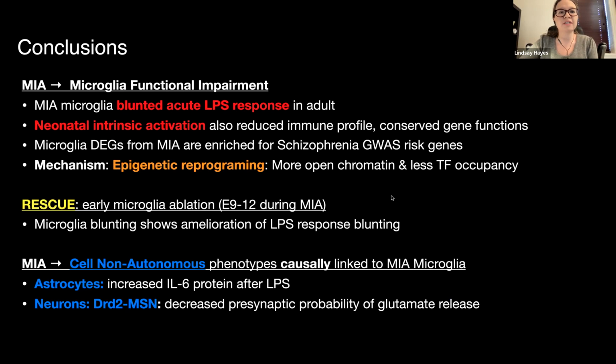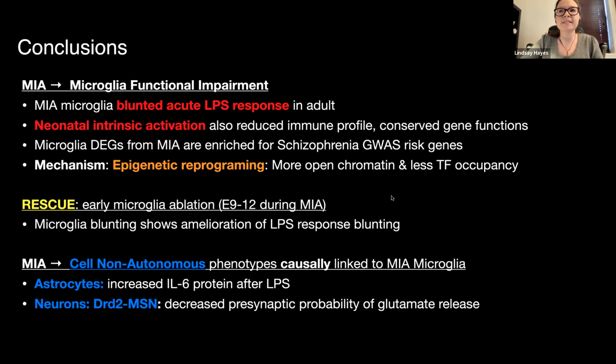So in conclusion, these data indicate that MIA leads to a blunting in the responsiveness of these MIA microglia to acute LPS activation in the adult. And we also see this intrinsic blunting of the intrinsic activation from these neonatal stimulus, leading to changes in conserved gene function pathways, including things like the immune responsiveness. So these data really suggest that MIA may be acting as a tolerizing stimulus to induce this sort of innate immune memory in MIA microglia.